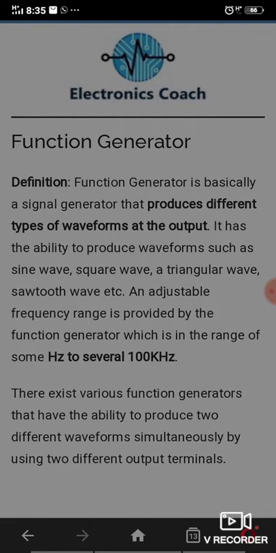A function generator is basically a signal generator that produces different types of waveform at the output. It has the ability to produce waveforms such as sine wave, square wave, triangular wave, sawtooth wave, and an adjustable frequency range is provided by the function generator, which is the range of some hertz to several hundred kilohertz.